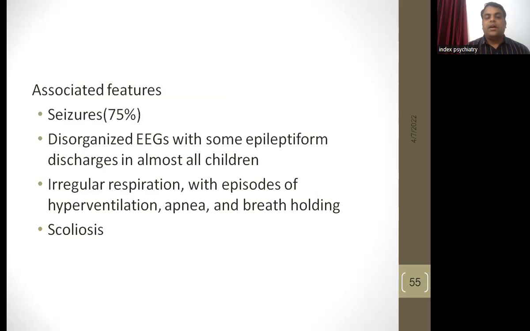Associated features are: seizures present in 75% of cases, disorganized EEG with epileptiform discharges in almost all children, and irregular respiration with episodes of hyperventilation, apnea, and breath holding.